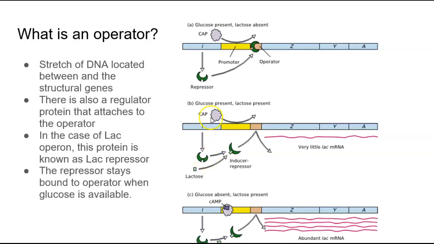However, if glucose is present and lactose is present, lactose is going to enter the cell. It's going to bind to this repressor and remove it. But if glucose is still present, there's not going to be much transcription of this Lac DNA region, this Lac Operon. And that is because of a molecule called cyclic AMP, which we will talk about in just a second. However, if glucose is absent and lactose is present, then this gene is going to get transcribed in very large amounts.